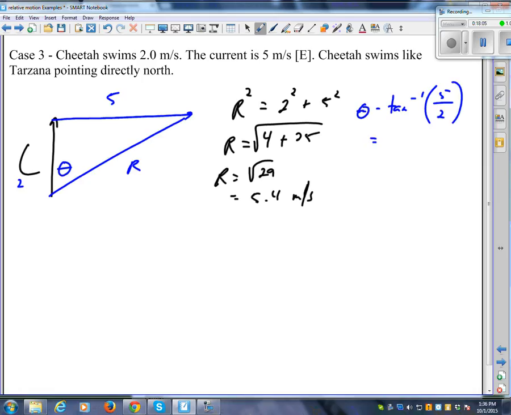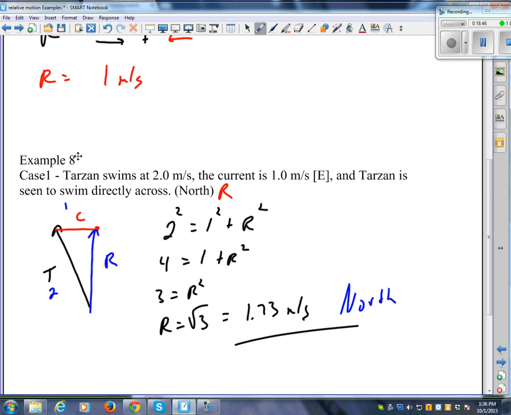No, because we know he went straight across. No, we don't, but it asks for the result, so. This one is inverse tan of 5 over 2. 68. So that's going to be north 68 east, right? North 68 east. You can do the same thing for Tarzana. I'm not going to bother. I want to get right to the good stuff. North 68 east.